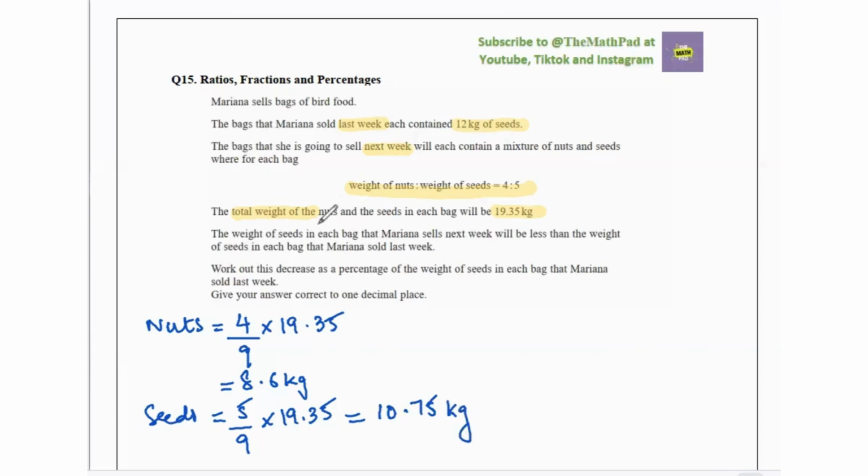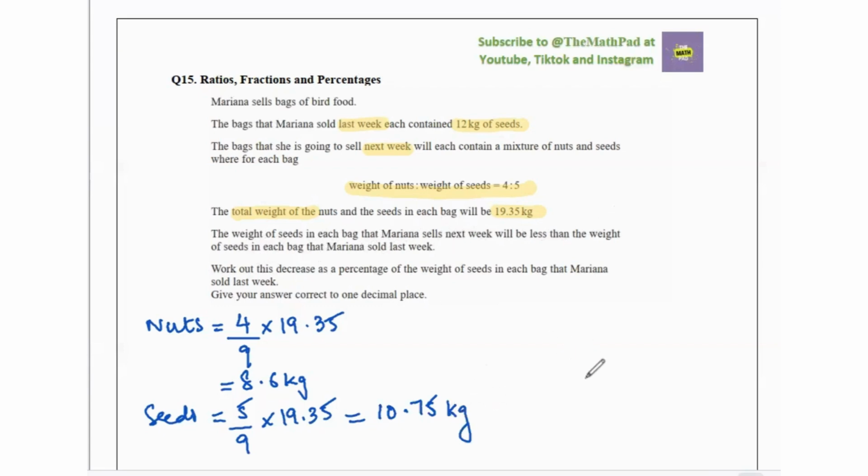So this is the separate weight of nuts and seeds in each bag that she is going to sell next week. And last week, the weight of seeds was 12 kgs. Okay, so we got that covered. The weight of seeds in each bag that Mariana sells next week will be less than the weight of seeds in each bag that Mariana sold last week.